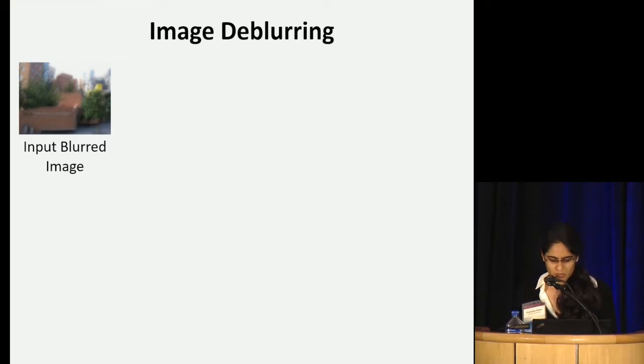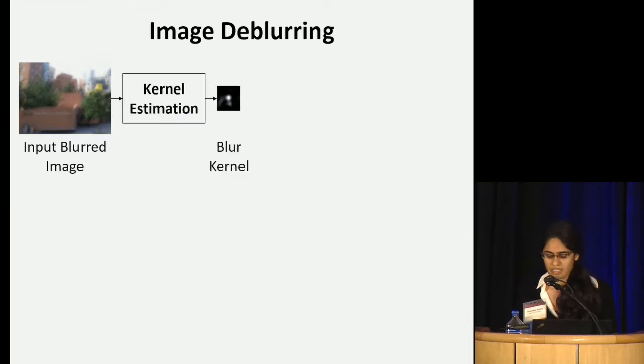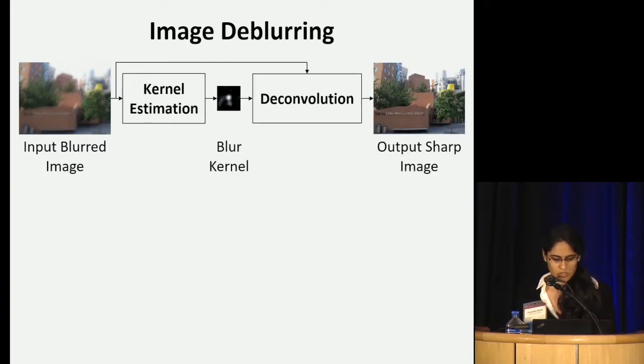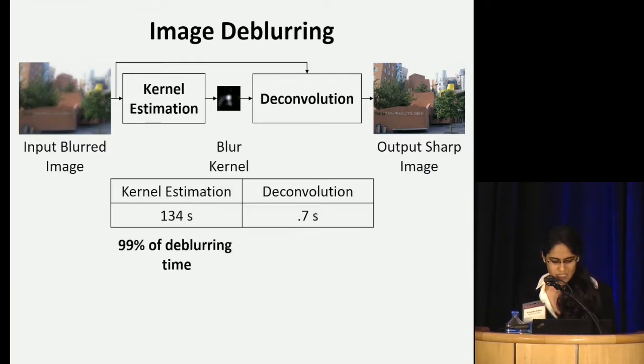So your deblurring problem reduces to algorithmically figuring out what this motion or blur kernel is, and then deconvolving that original image with this blur kernel to give you the output sharp image. In this algorithm, most of the time is spent in estimating what this kernel is, and a very small amount of time is actually spent on doing the final deconvolution. So we decided, OK, kernel estimation is our target for acceleration.